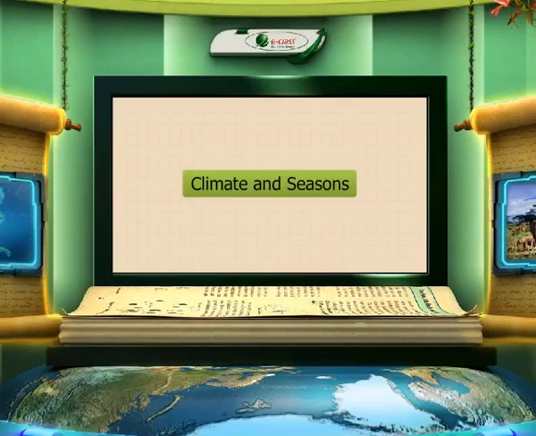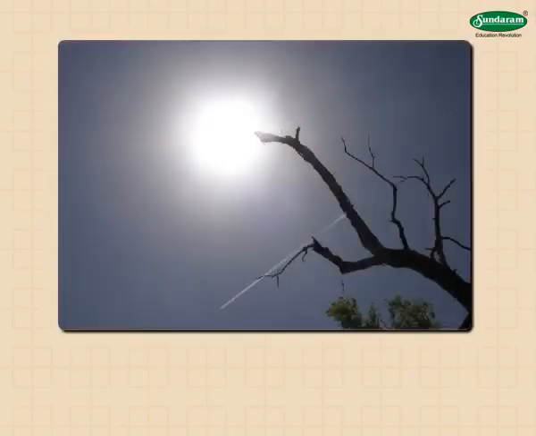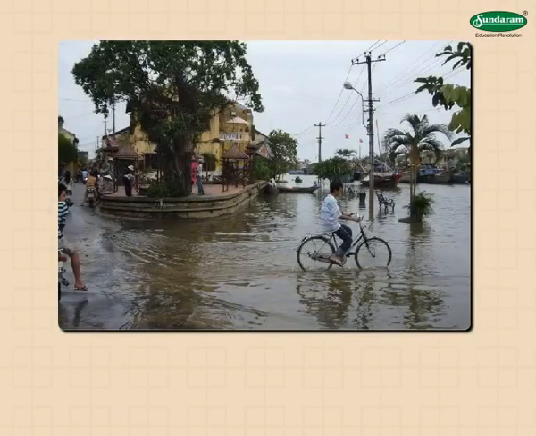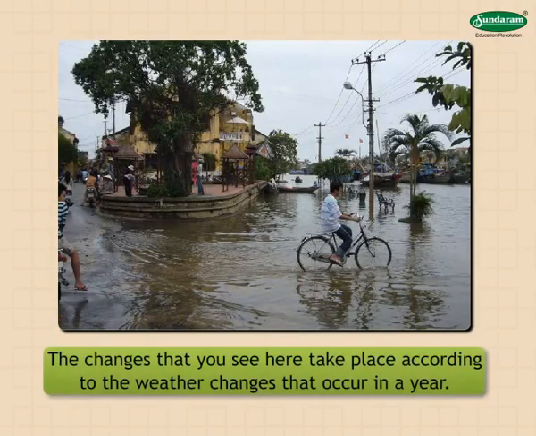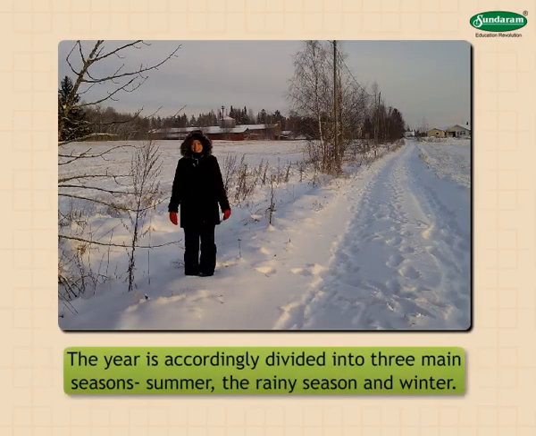Climate and seasons. The three main seasons. Students, look at the three images. They show different periods of the year. The changes that you see here take place according to the weather changes that occur in a year. The year is accordingly divided into three main seasons: summer, the rainy season, and winter.